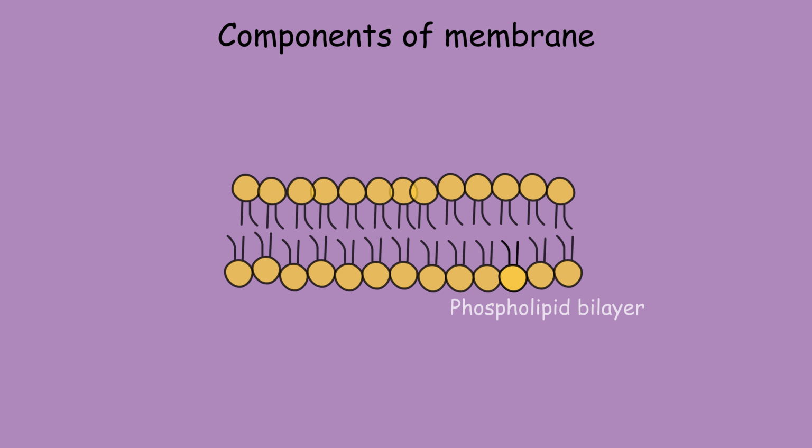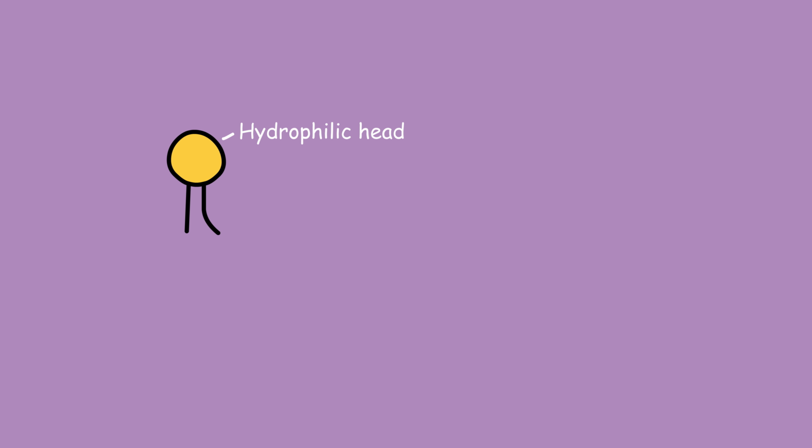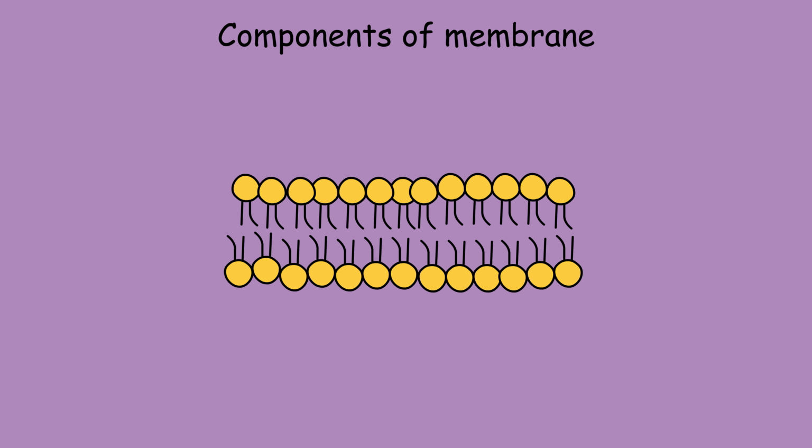Now, let's understand all the components of this model, starting with the phospholipid bilayer. Each phospholipid has a hydrophilic, water-loving head and hydrophobic, water-repelling tails. Because of this amphipathic nature, phospholipids automatically arrange themselves into a bilayer, with heads facing the watery environments inside and outside the cell, and tails hidden on the inside. This creates a stable but flexible barrier.